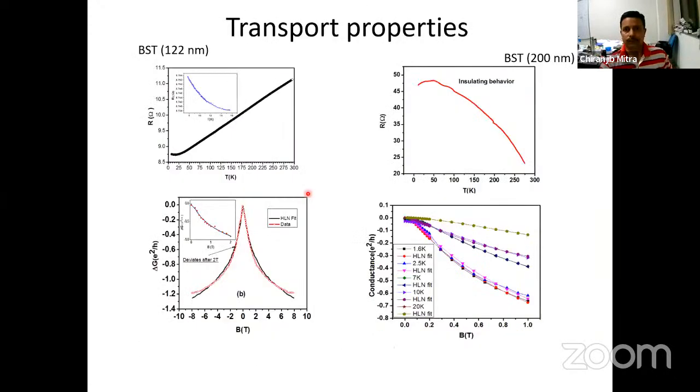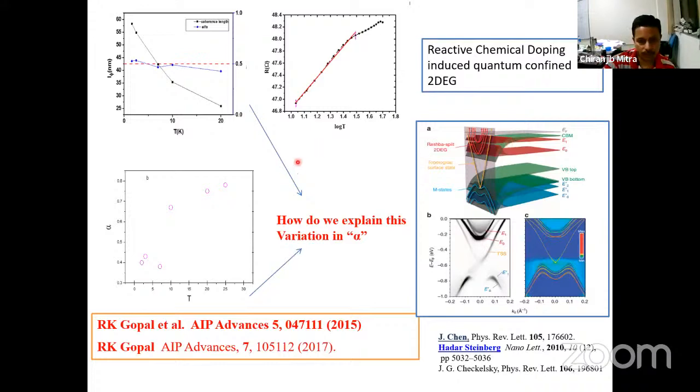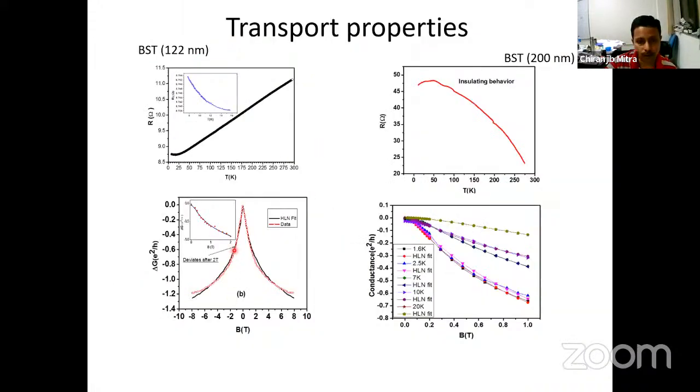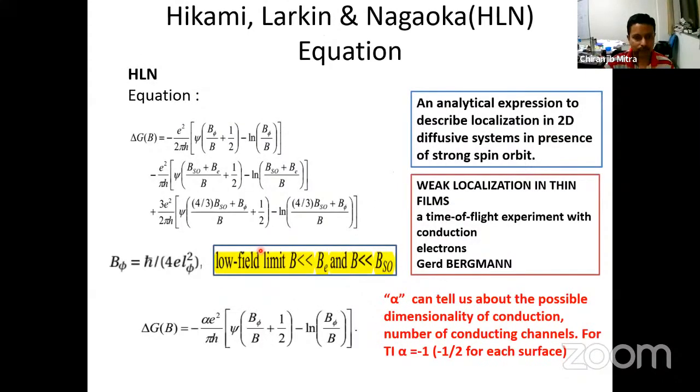Now coming back to transport properties again, this is the same slide. Let's say we have a metallic sample and an insulating sample. Both, when fitted, give similar behavior of conductance. However, in order to resolve this issue of metallic behavior and insulating behavior in transport, I plot, as a function of temperature, these two parameters which I mentioned here: one is alpha and the other is L_phi.